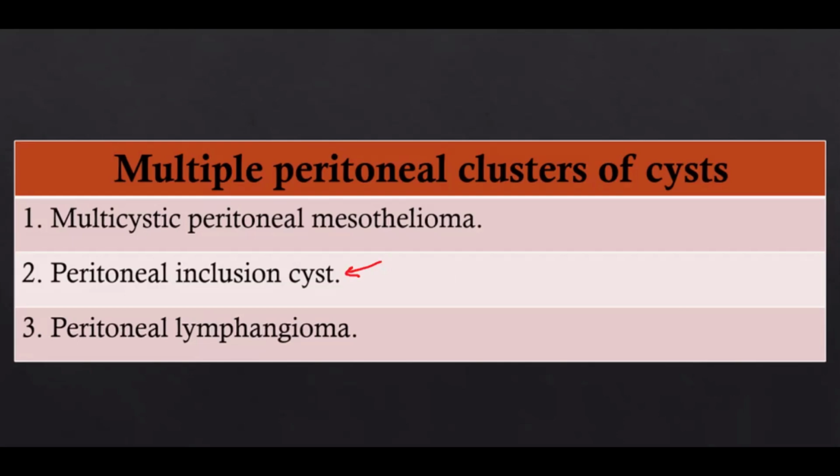We have also peritoneal lymphangioma. I have a case of peritoneal lymphangioma, but I couldn't give it to you now. Lymphangioma is a small cystic lesion, maybe anywhere in the peritoneum, but all of these lesions are non-aggressive cystic peritoneal masses. So those are our differential diagnosis in the multiple peritoneal clusters of cysts.